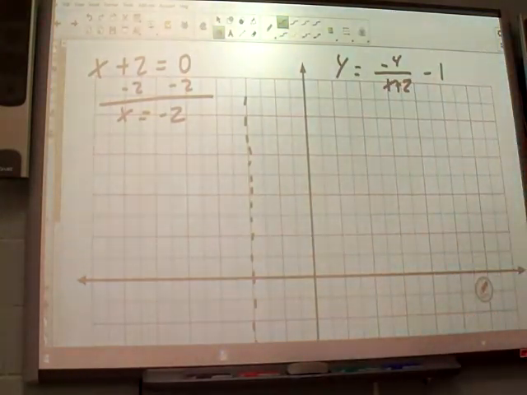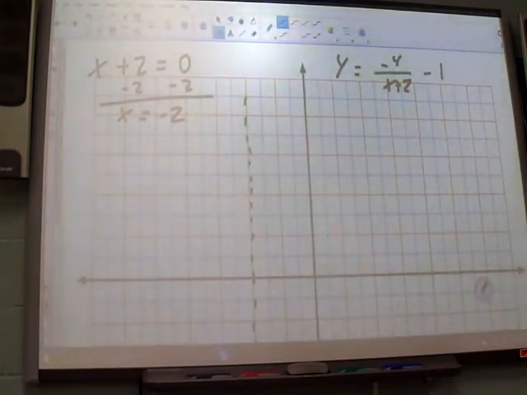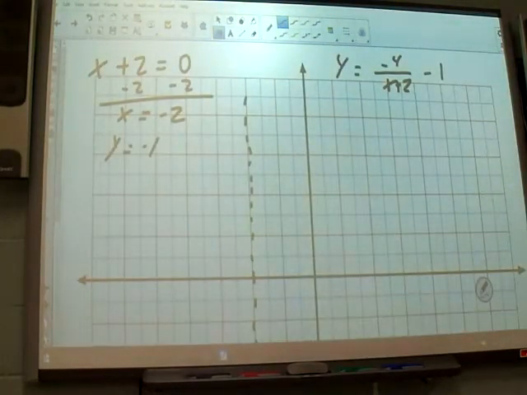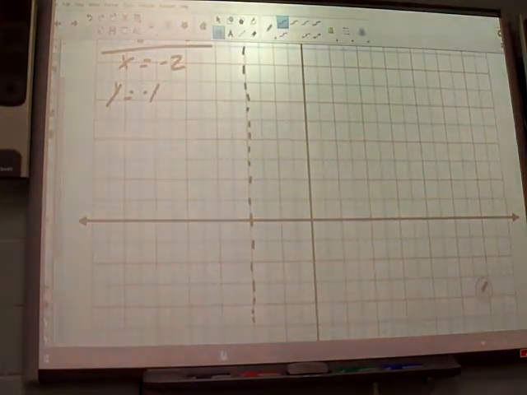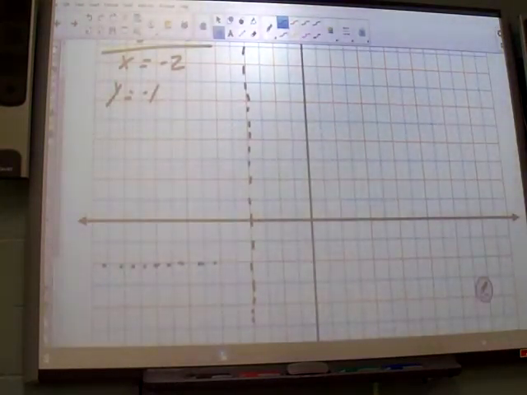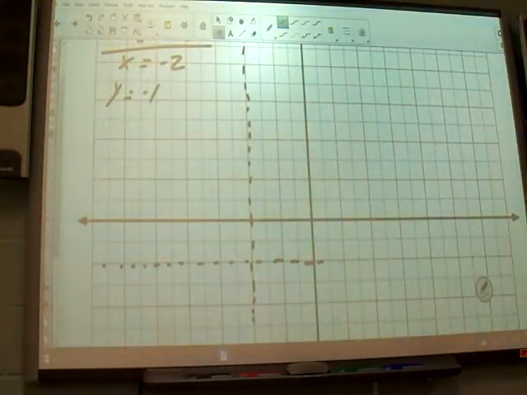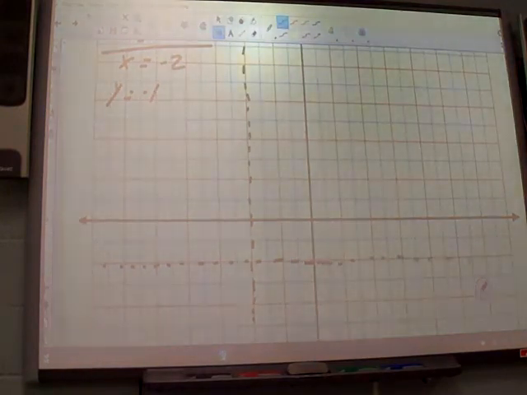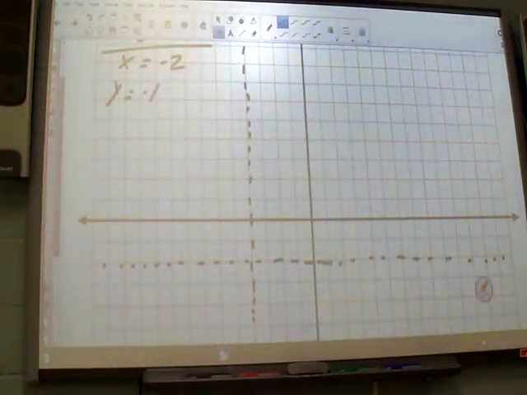Okay, so back to the origin. Go down 1 and draw your dotted line there. So why did we go down one? Because our K is -1. Oh, okay, sorry. That's okay.